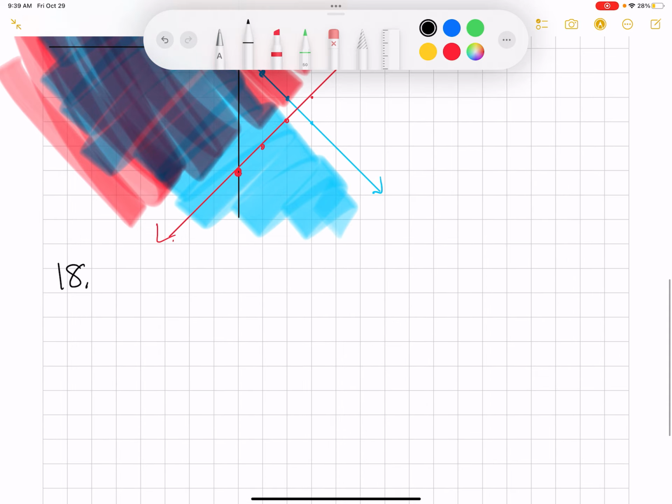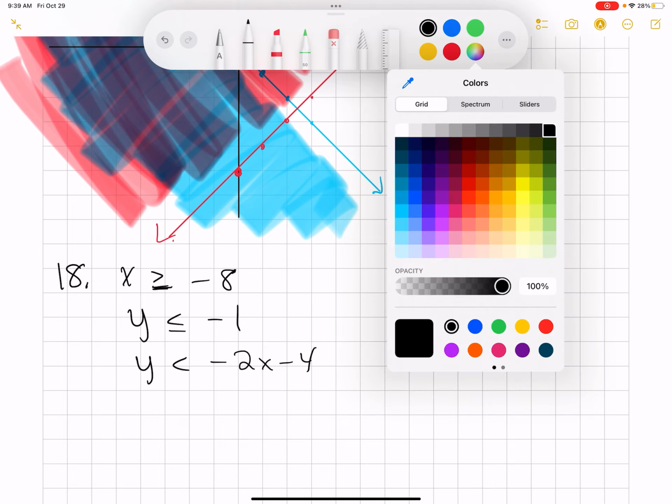True. All right, let's see. Number 18. X is greater than or equal to -8. Y is less than or equal to -1. And Y is less than -2x minus 4. Too many. I need another color now. I only have 2 colors.